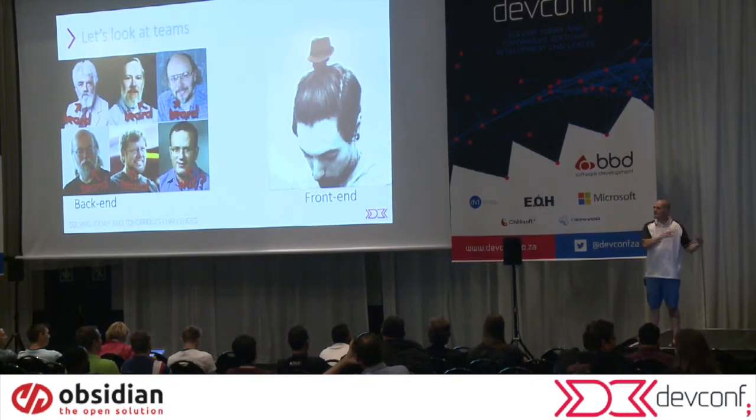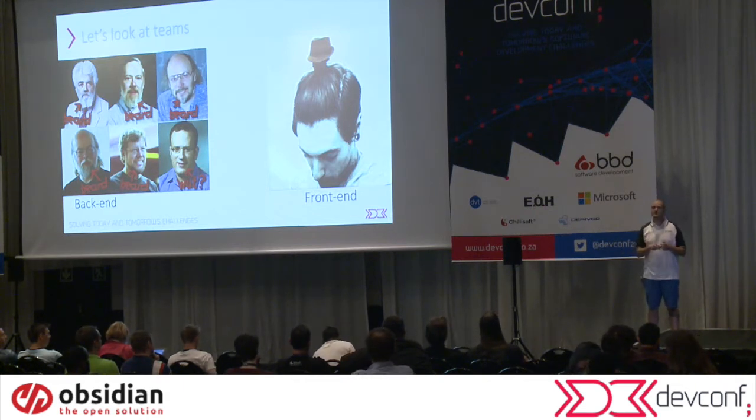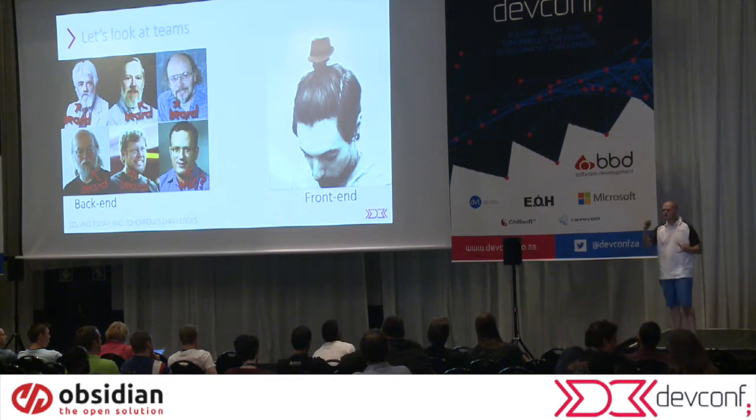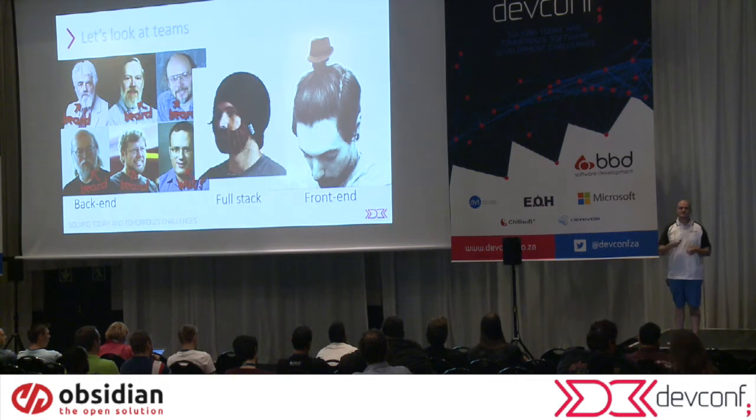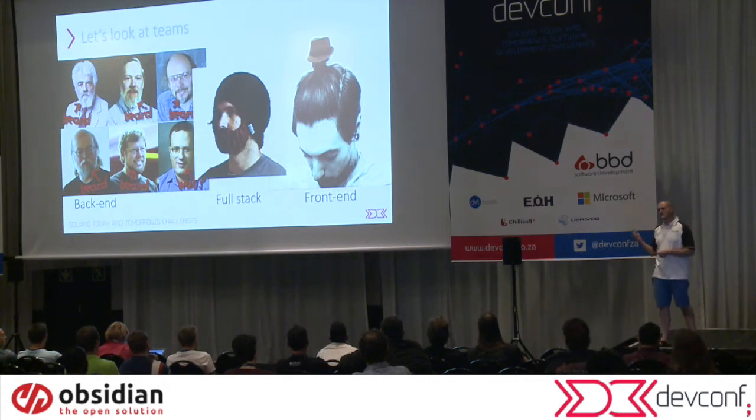And if you've got back-end teams and front-end teams that work on portions of these systems at a time, you've also got a mismatch. Remember Conway's law? The structure of the organization represents the architecture we get at the end. So what we actually need is full-stack teams. Guys that don't have beards and don't have hair, but they can acquire them.